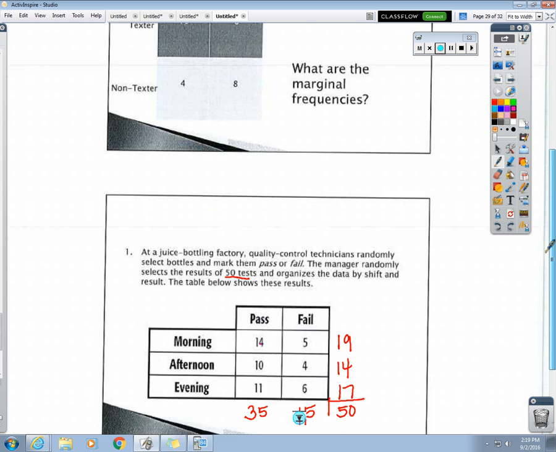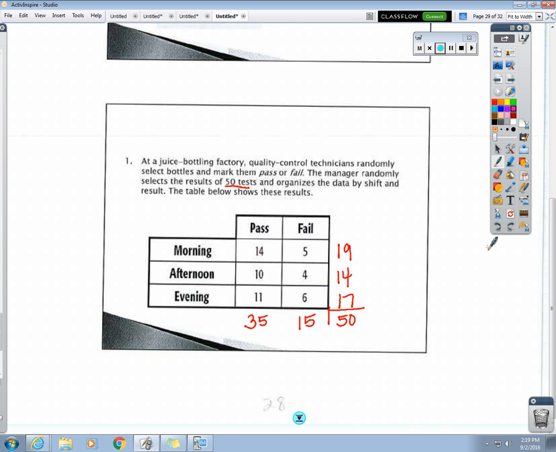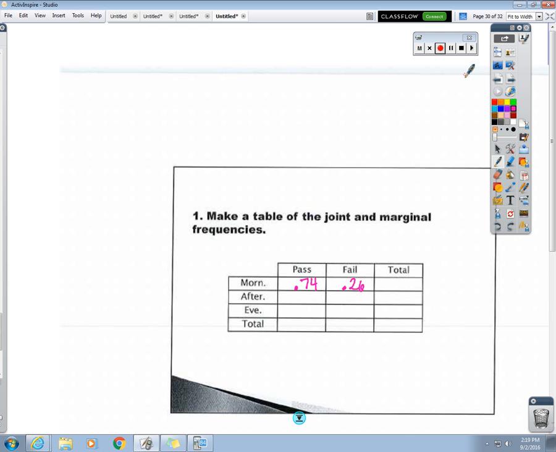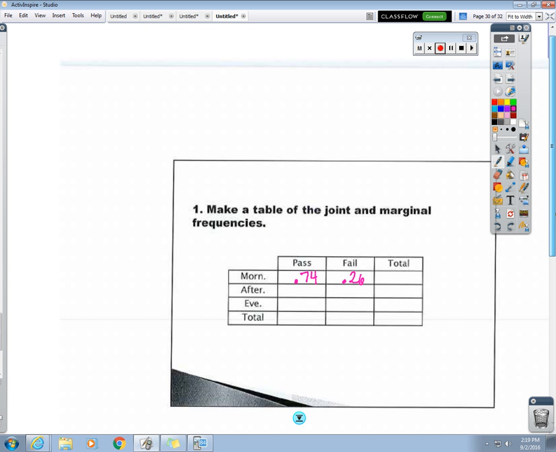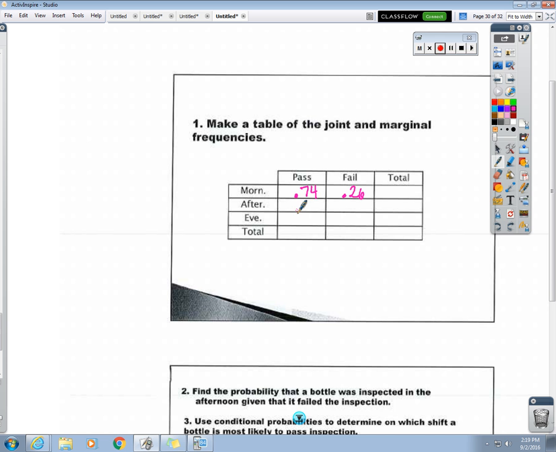Okay, now, in the afternoon, how many tests were conducted in the afternoon? 14. How many of them passed? That's a lot, right? So we're expecting a large percentage. What is the percentage? 0.71, right. So now by using your common sense of knowing they have to add up to 1, without even having to calculate, what does this have to be? 0.29. And that's what you would have gotten had you done 4 out of 14.